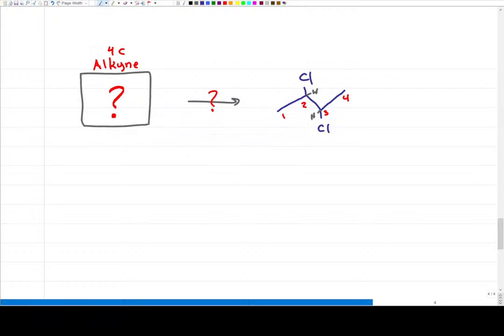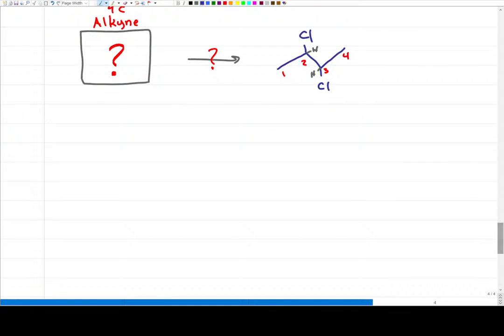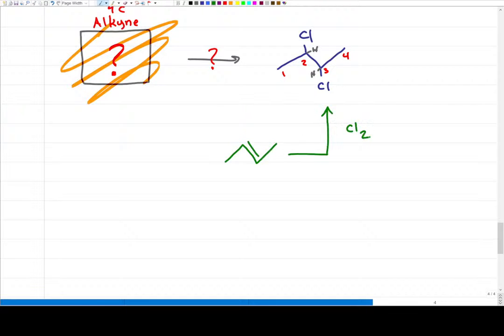reactions, multi-step reactions. The question we want to ask is, if the starting molecule was irrelevant at the moment, what reaction do I know that will give me 2 chlorines on any molecule? Forget an alkyne, any molecule. Well, I know that if I react an alkene with Cl2, then I only have 1 pi bond to break.